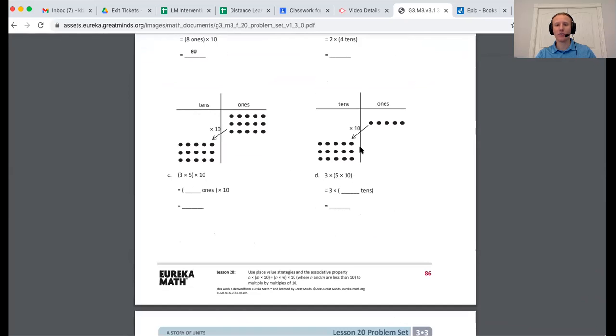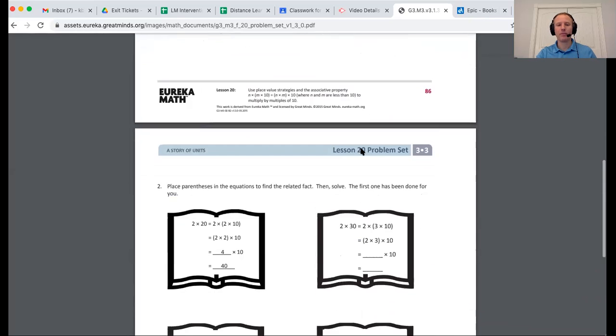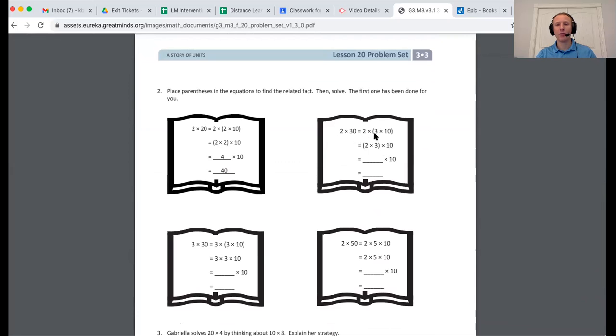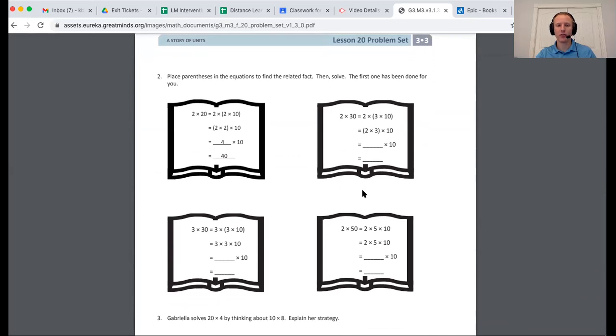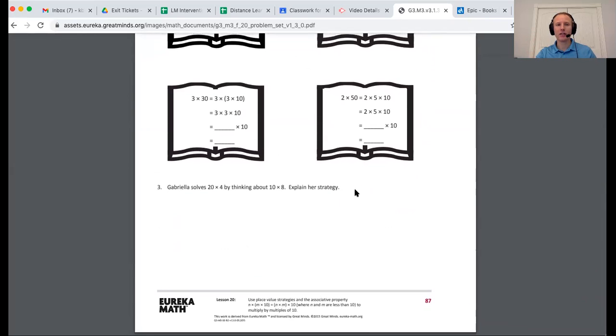Again, give them a shot. If it doesn't work for you, I understand, it's not a strategy that personally works well for me. Then there are problems more similar to the one I just showed you, right, where you're shifting the parentheses around. The last type is a word problem. It says Gabriella. Convenient that we have Gabriella in class.